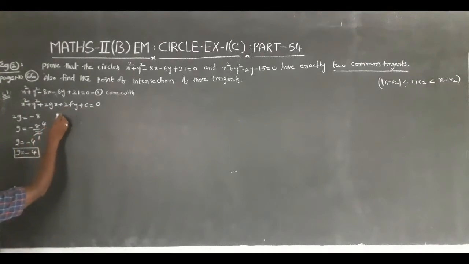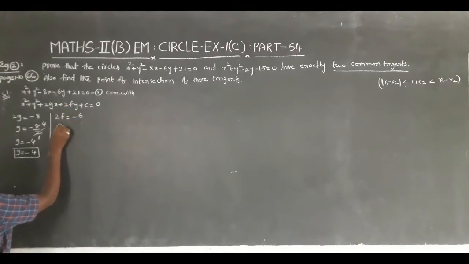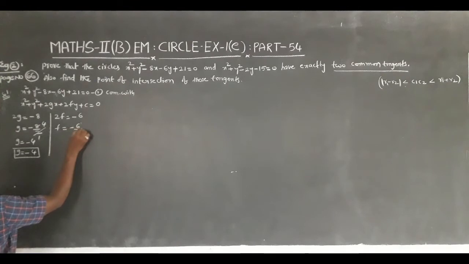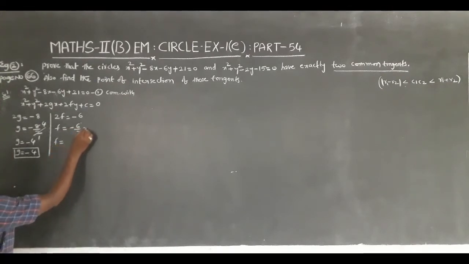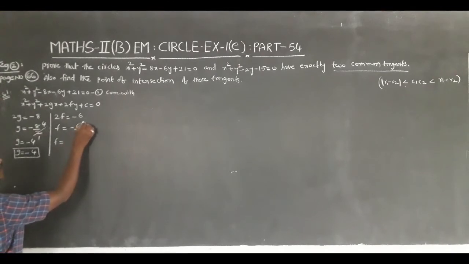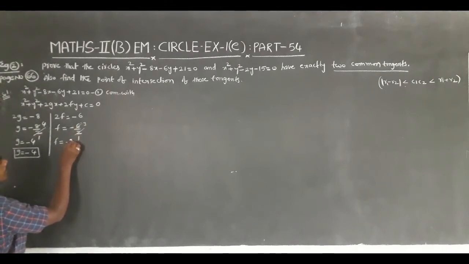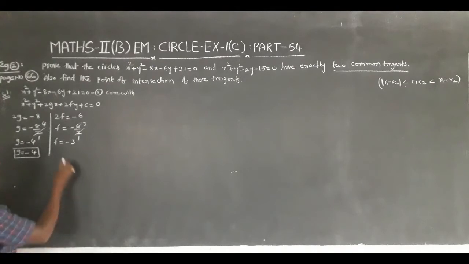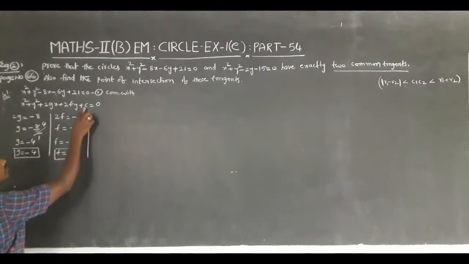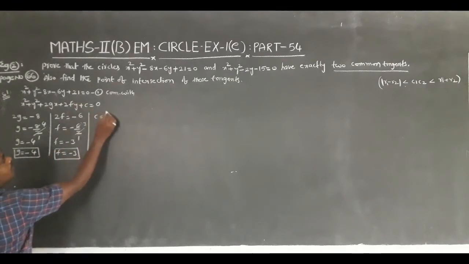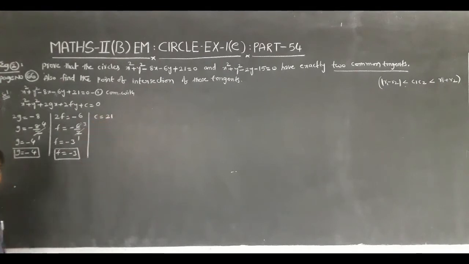Again, y coefficient 2f is equal to minus 6, f is equal to minus 6 by 2, f is equal to minus 3. Again, constant c is equal to 21.